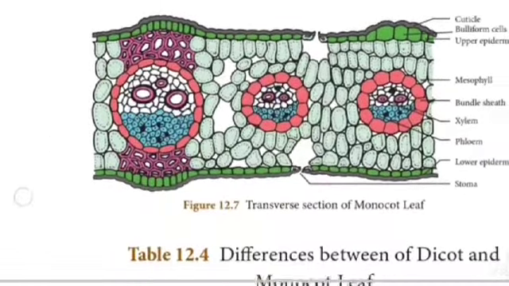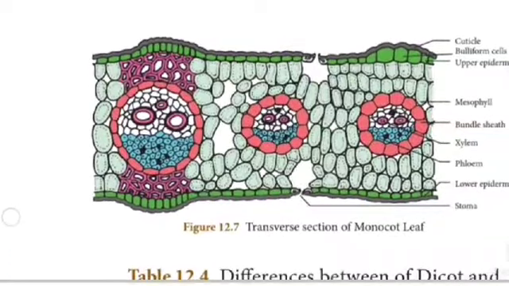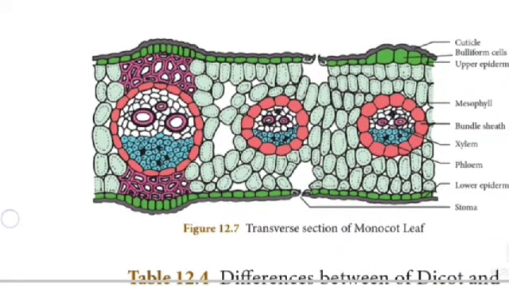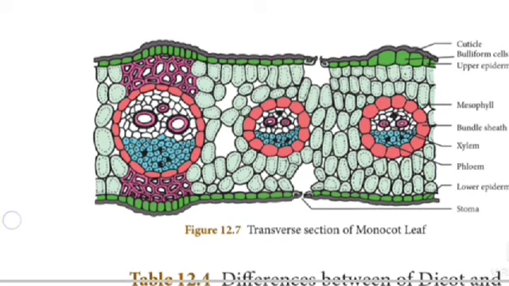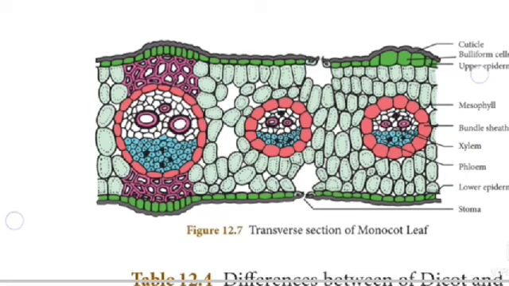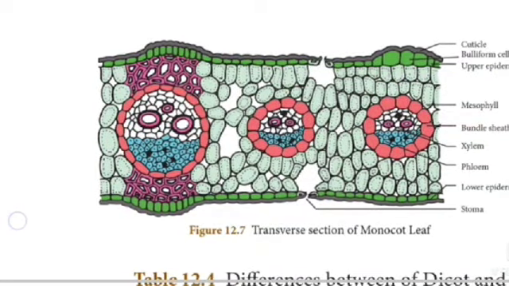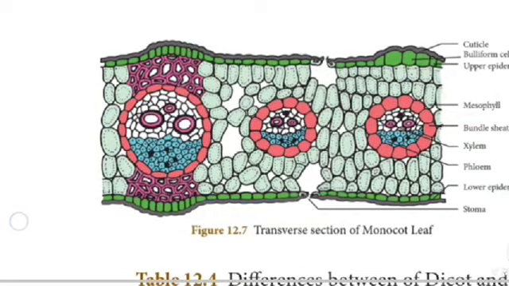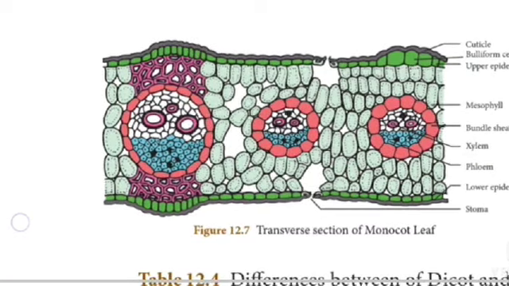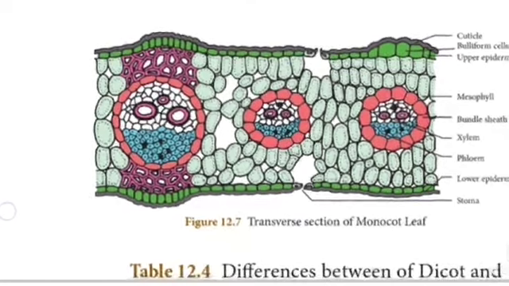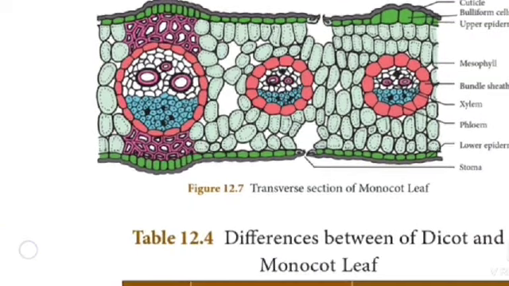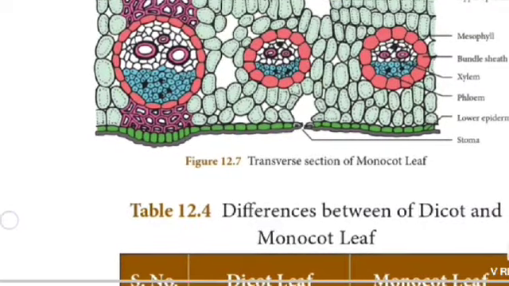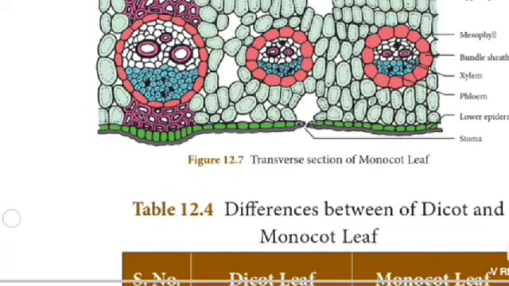See the transverse section of monocot leaf. The outermost layer, the cuticle, is present, followed by the bulged cells called bulliform cells. The upper epidermis is present, followed by the photosynthetic region, the mesophyll cells, followed by the vascular bundle, with xylem in the upper region and phloem in the lower region, followed by the lower epidermis containing stomata. More stomata are present in the lower epidermis.